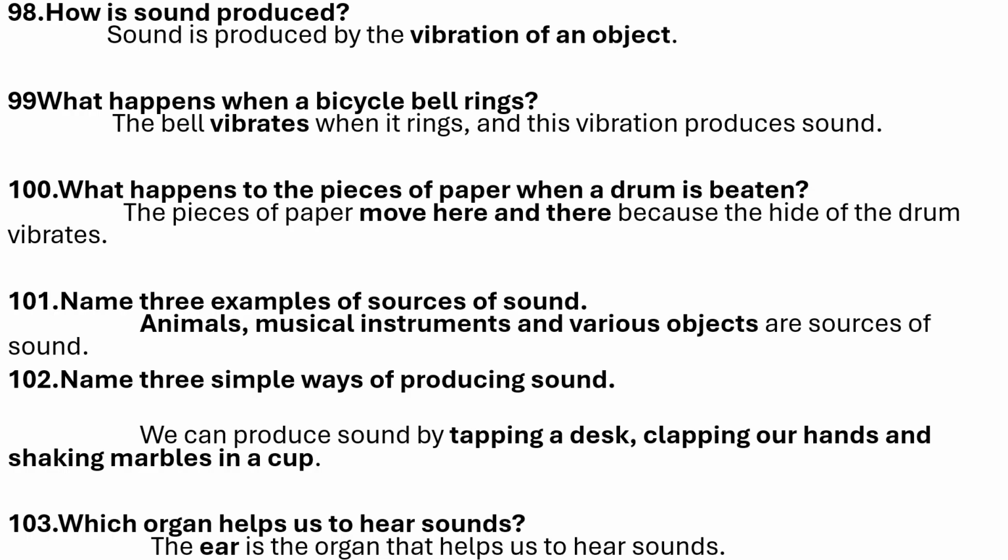What happens to the piece of paper when a drum is beaten? The piece of paper moves here and there because the hide of the drum vibrates. Okay, so the paper is supposed to be on the hide.